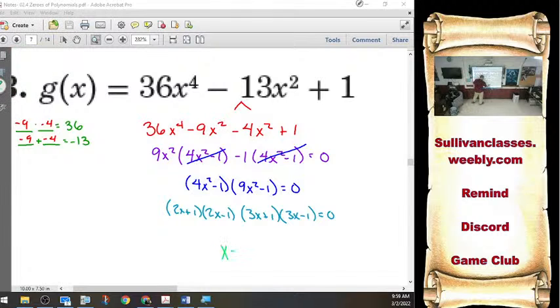Set each equal to 0. Plus or minus 1/2, plus or minus 1/3. Because it's 1 at the end of it, and it's in a quadratic form, we can just go straight to something x squared minus 1 times something x squared minus 1 and find 4 and 9 that way.